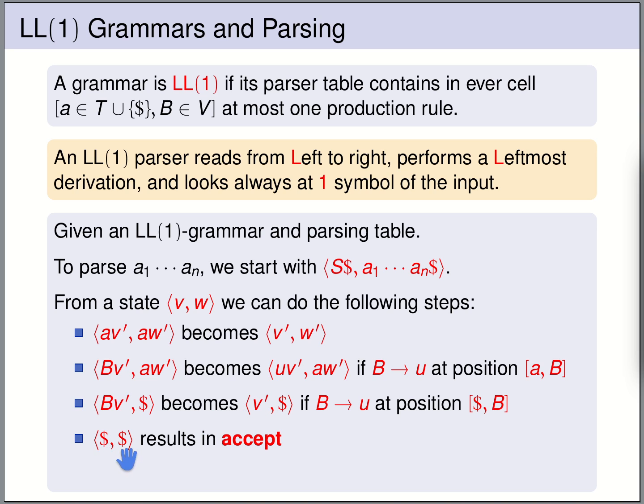If we reach a state where we have a pair $,$, then we accept, the parsing has been successful. We have successfully derived from the starting variable our input word. We have matched all the input letters and dropped all of them, and we accept. In any other case, we reject.